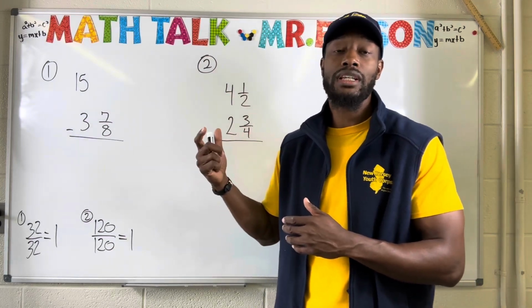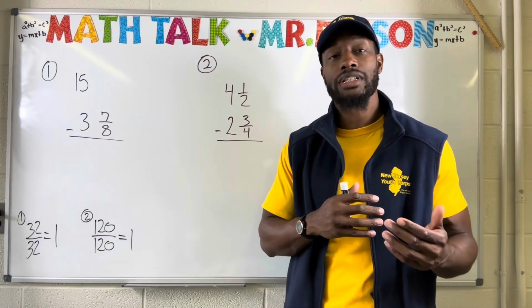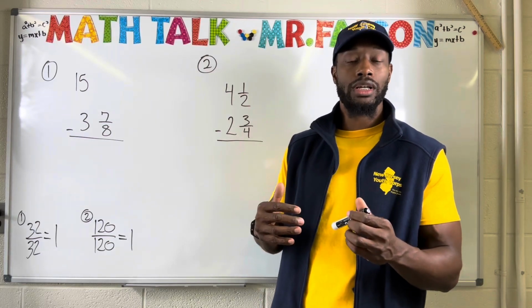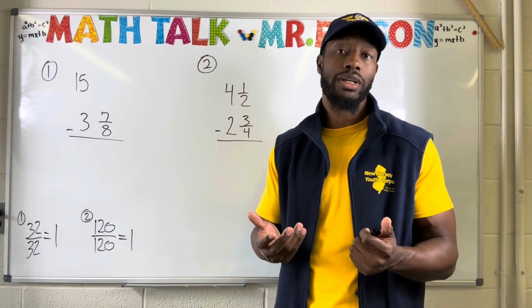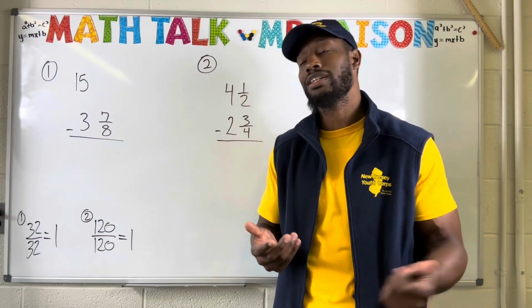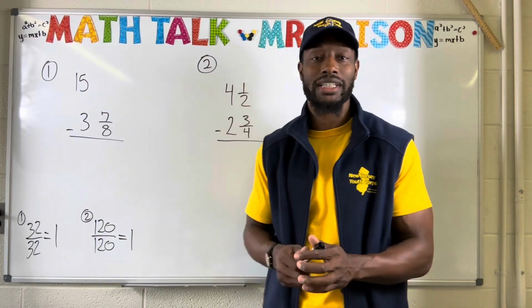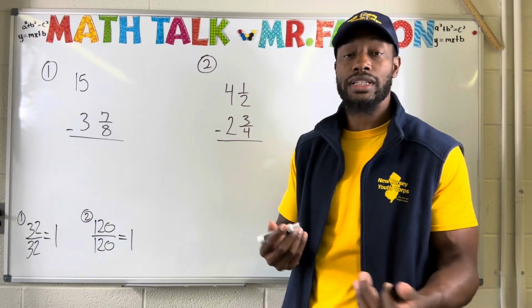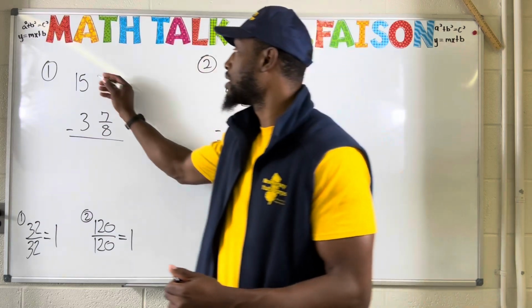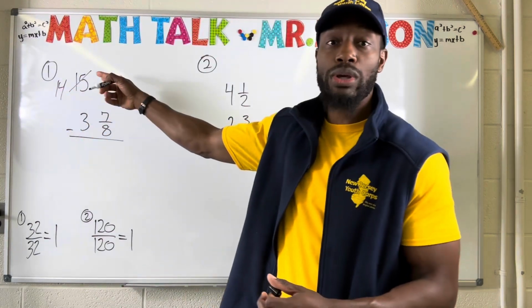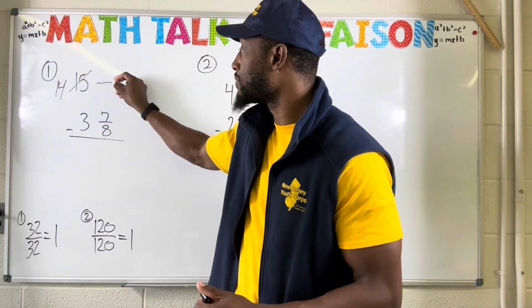We have 15 minus 3 and 7/8. In most cases, you probably going to look at it and say, oh, 15 minus 3, and then just bring the 7/8 down. And what's that going to be? 12 and 7/8? Nah, I wish it was that easy, but it don't work like that. We actually going to have to borrow from the 15, just how we would borrow in regular subtraction. And the one that we borrowed, we're going to turn it into a fraction.